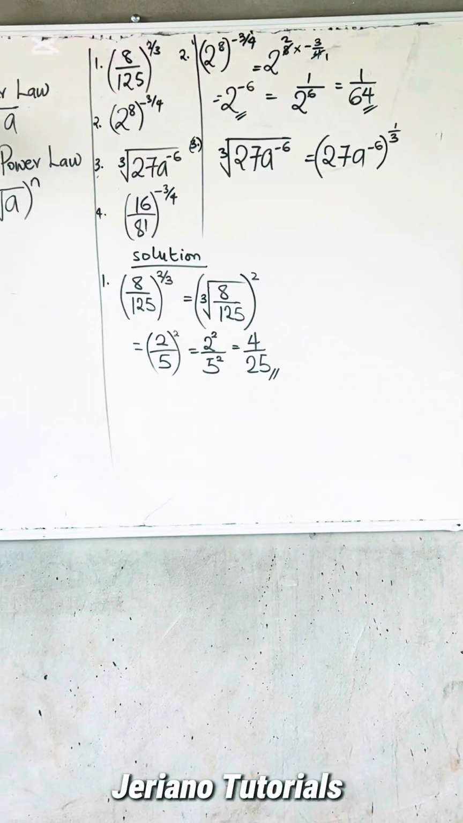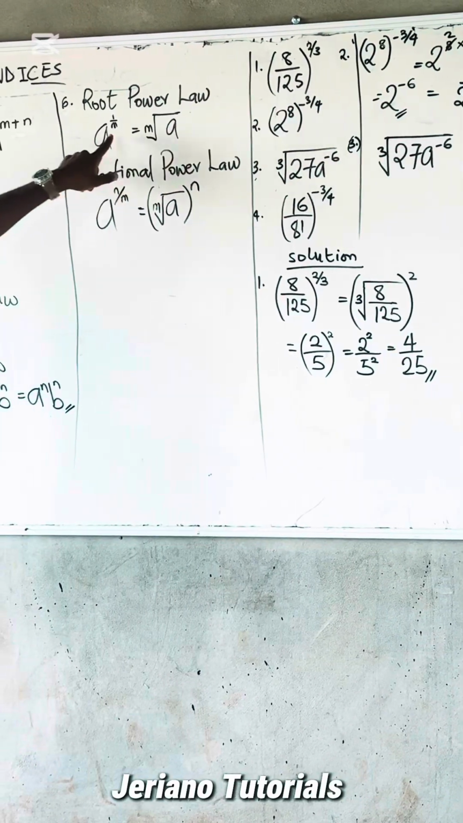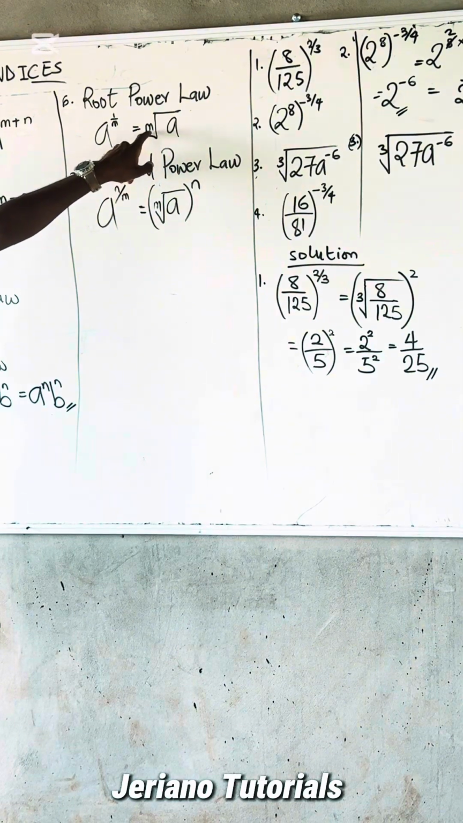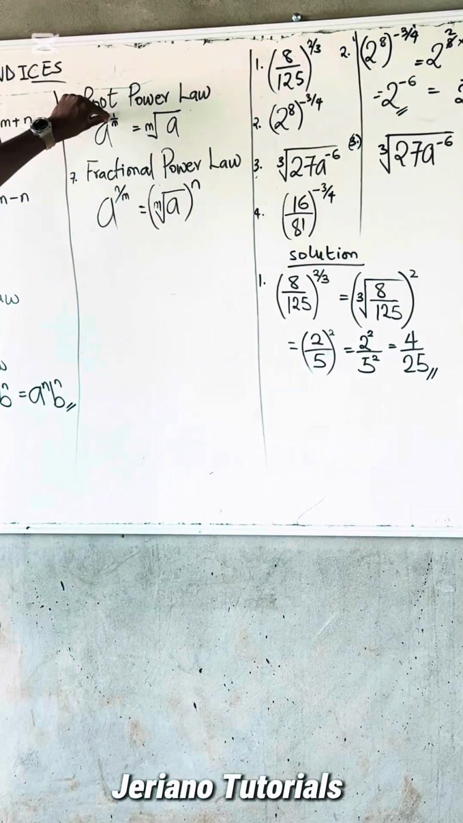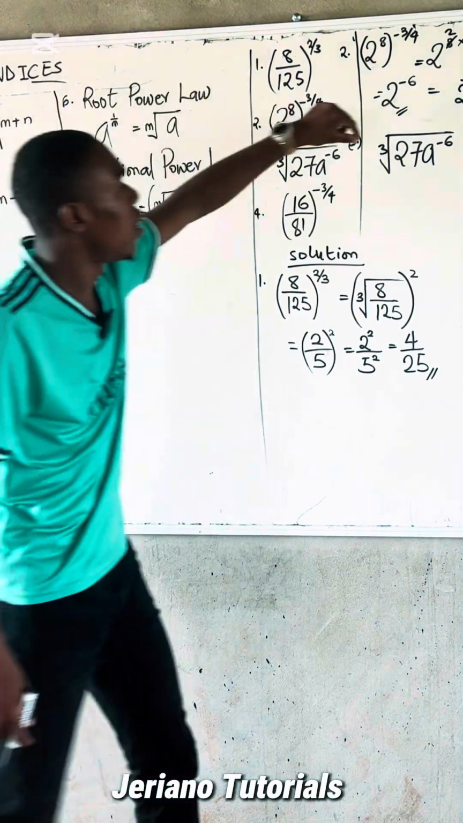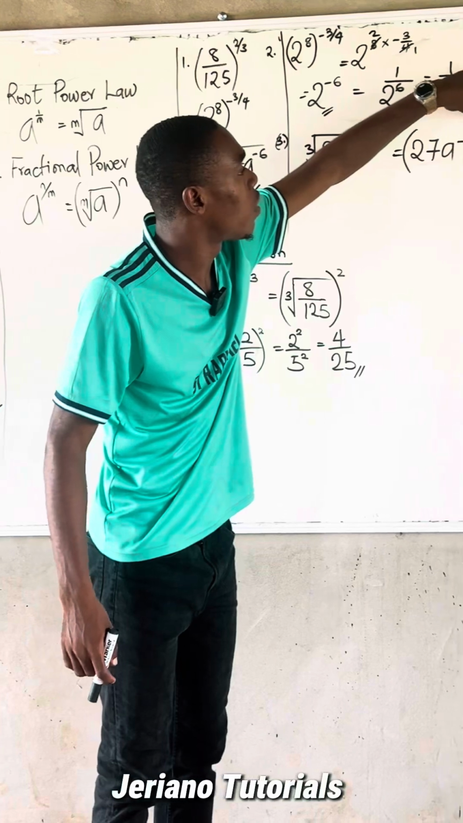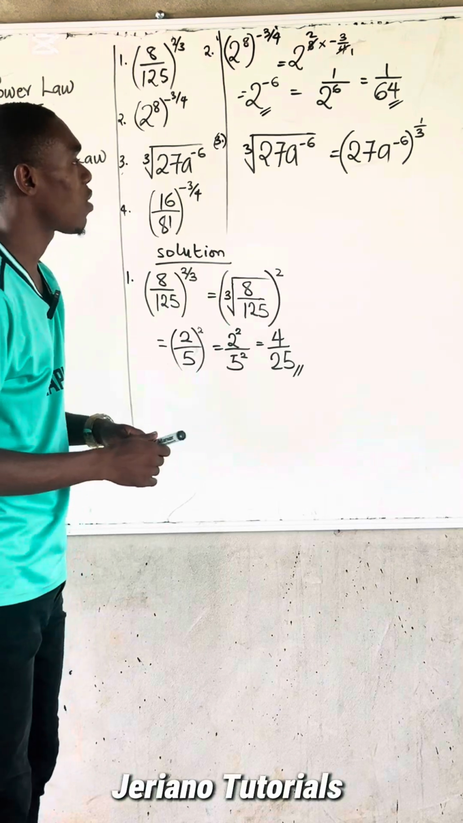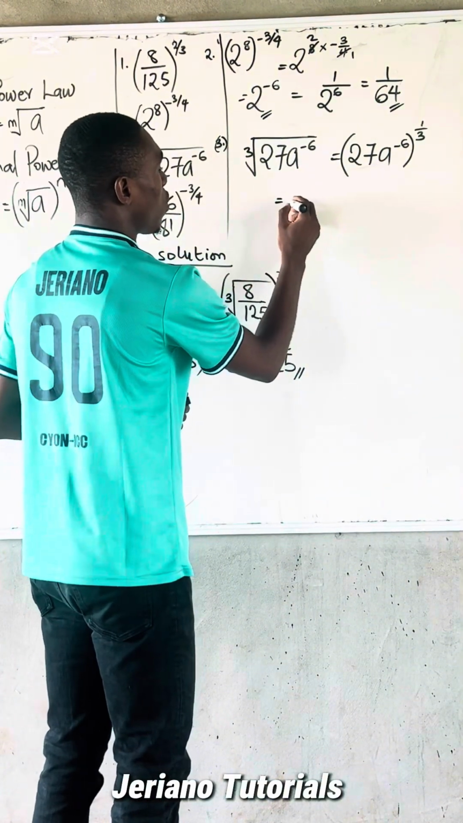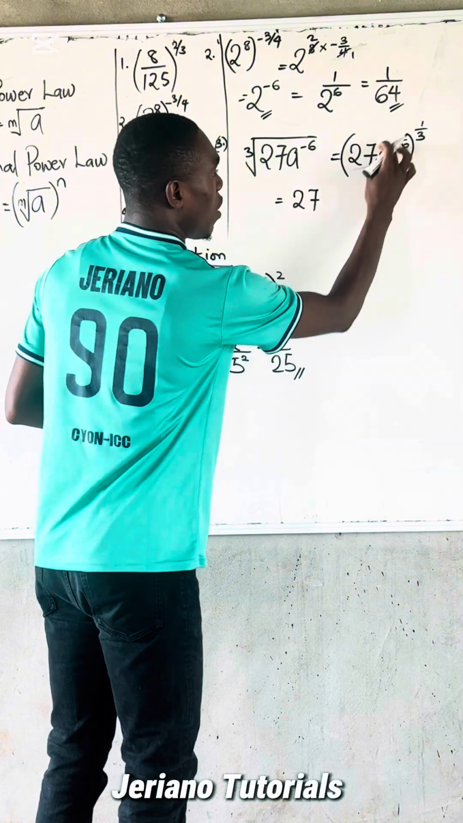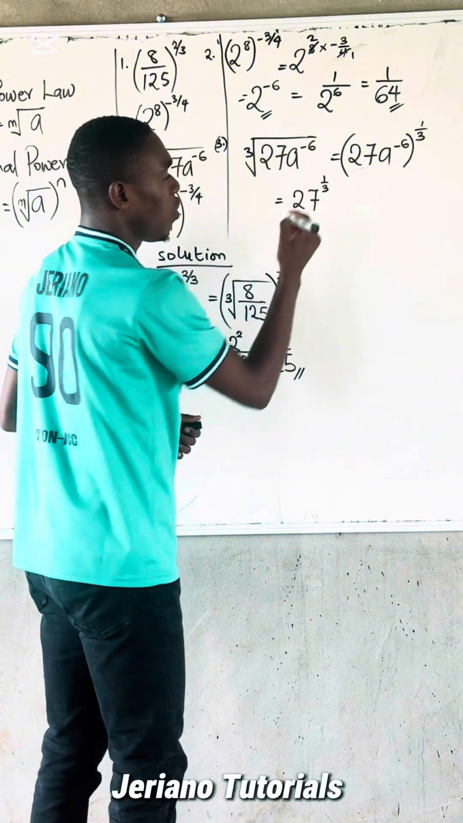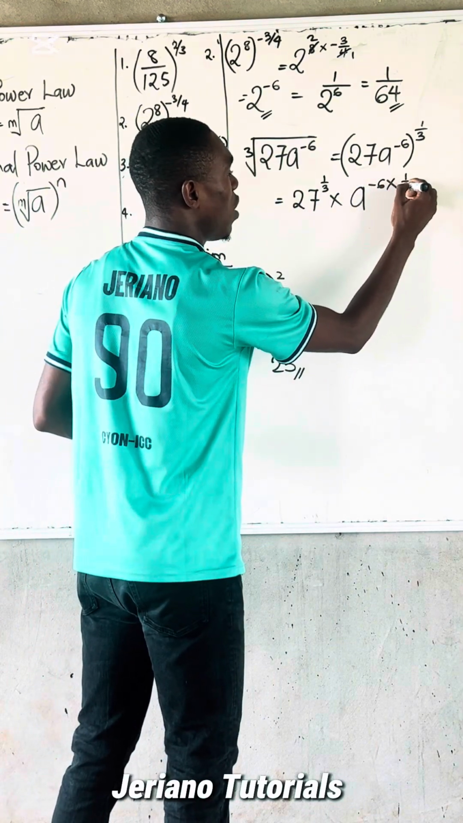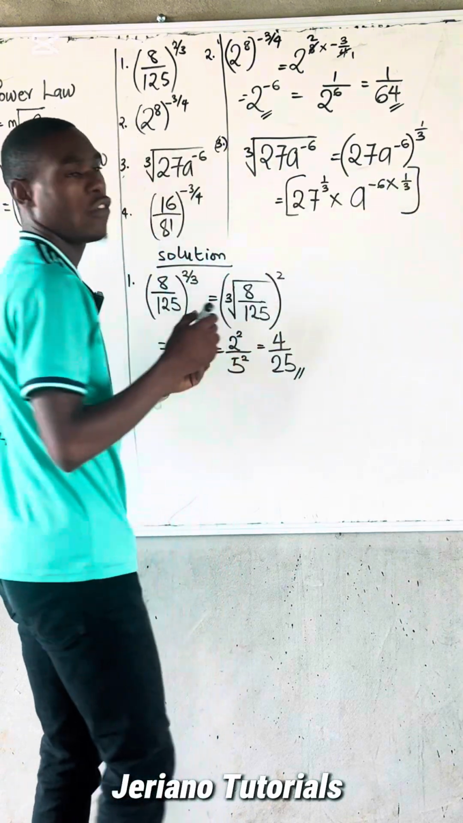I got that from my roots power law, whereby it was formerly like this, and I return it back to this format. The root takes an inverse form, or a fraction, of your power. My cube root turns towards my power, but in the inverse form, 1 over 3. Now I can simplify easily. In simplifying, this becomes 27. Remember, this is 1 term, this is 1 term. 27 raised to the power of 1 over 3 times a minus 6 times 1 over 3. This is the simpler form of it.